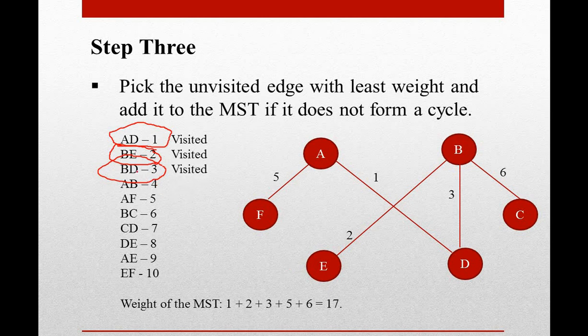Now let's take the next one, which is AB with weight 4, right? So can we add this? What happens if you add AB? If you add AB, a cycle will be formed. See, A, B, D, A. This cycle will be formed. So this violates the very basic property of the tree. This creates a cycle. A tree does not contain any cycle. So obviously it should not be added. You should reject that.